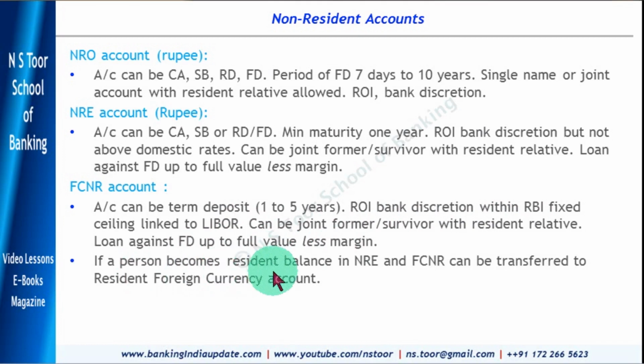Friends, if a person becomes a resident in case of an FCNR, NRE or NRO account, what is to be done? When a person becomes a resident again from non-resident, then the NRE account balance can be transferred to an RFCD account, resident foreign currency account, immediately. But as regards the FCNR balance, it will be transferred to this account when the fixed deposit receipt matures.